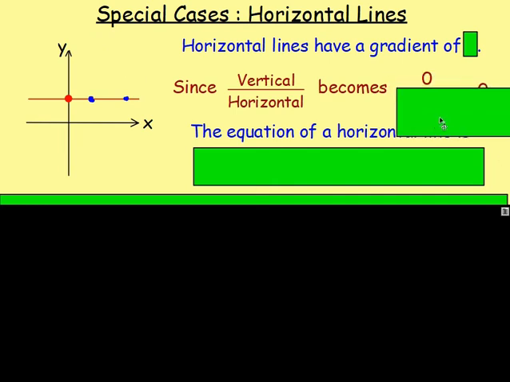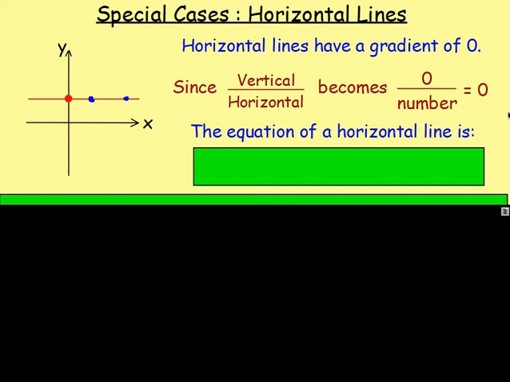So you will have 0 divided by some number, whatever that horizontal distance will be. But because you're dividing 0 by some number, well, imagine you've got 0 sweets, split them between 5 people, they would all get 0. So horizontal lines have a gradient of just 0.